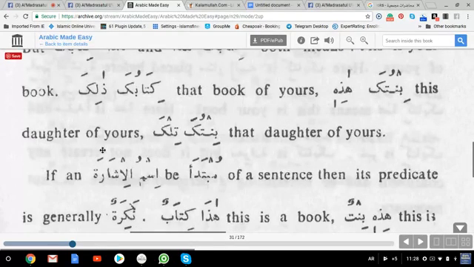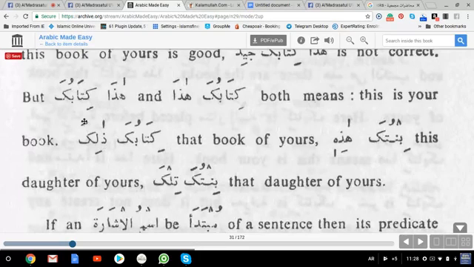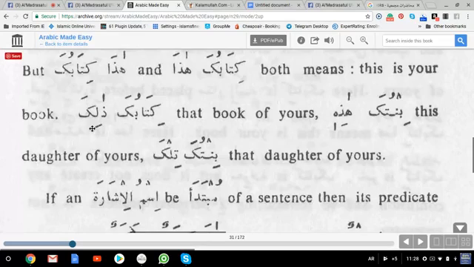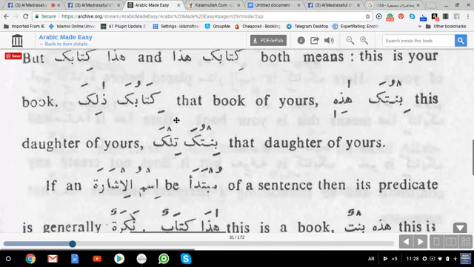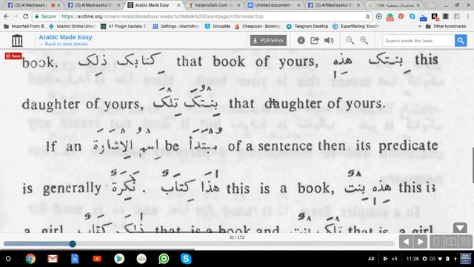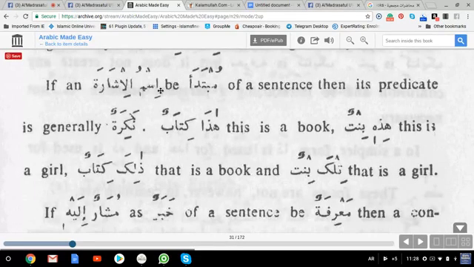He says here, كتابك هذا and هذا كتابك both mean this is your book. كتابك ذلك, بنتك هذه, this is your book. كتابك ذلك, that, you can say that in Arabic, all that's correct. Then he mentions some other examples, but he gives too many. He needs to give a few more simple examples.